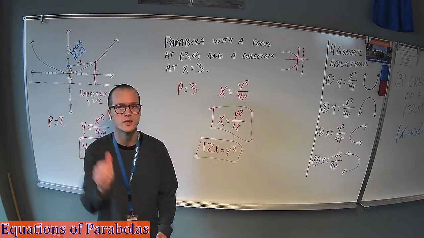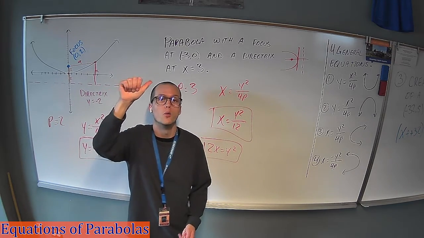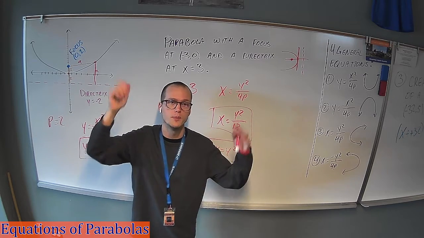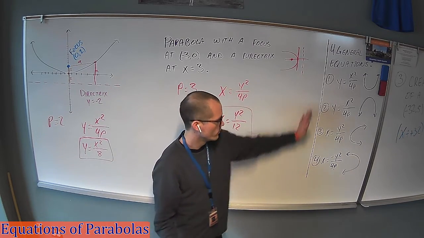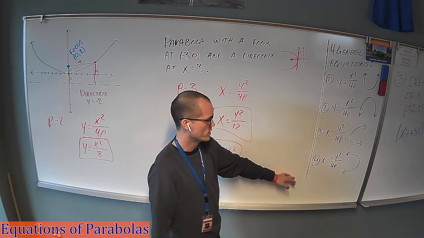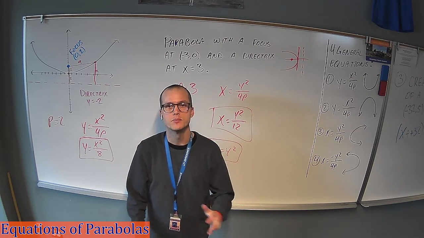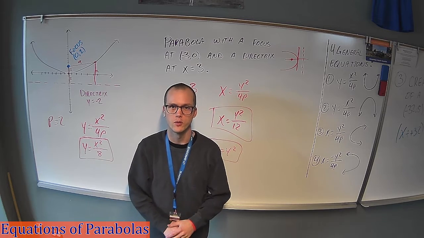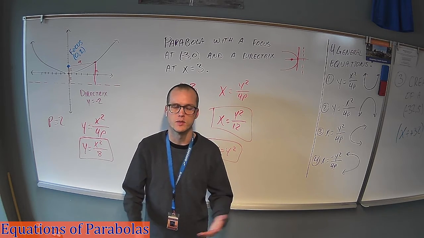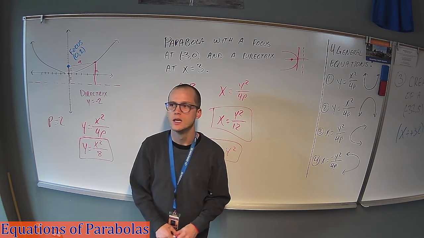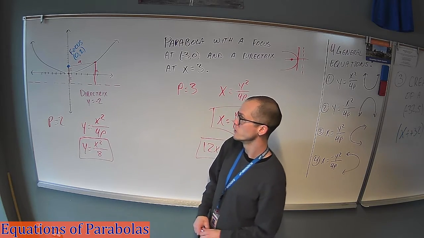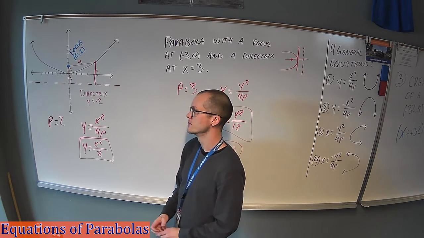Okay, 2 steps to these. First, figure out which way your parabola is opening: up, down, left, or right. Then choose the appropriate equation. Your next step, find the p-value. It's the distance between the directrix and the origin. In this case, it's going to be the origin, or the distance between the focus and the origin, which is going to be the vertex of all of these parabolas.